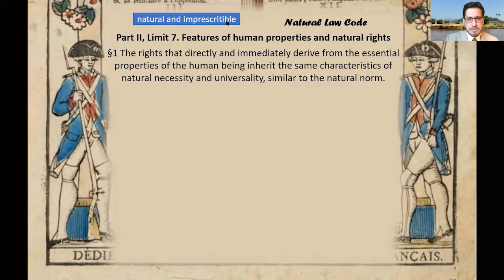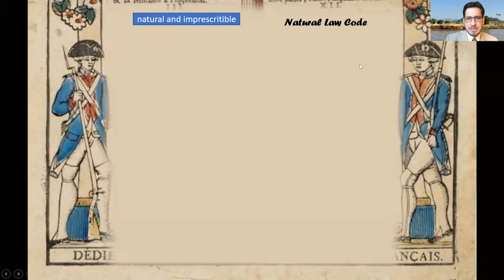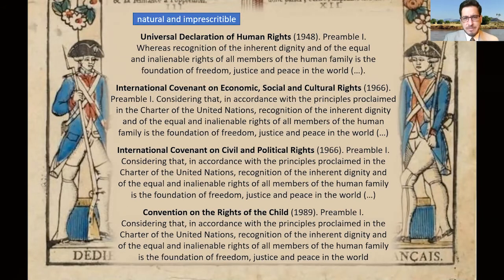Well, so in the limit number 7 of the natural law code, we can find the same ideas, a synthesis of the things that many constitutions and treaties and human rights declarations around the world say are characteristic of human rights. So we can read here: the rights that directly and immediately derive from essential properties of the human being inherit the same characteristic of natural necessity and universality. This is the problem in these declarations. Why are they inalienable? Do you understand what inalienable is?